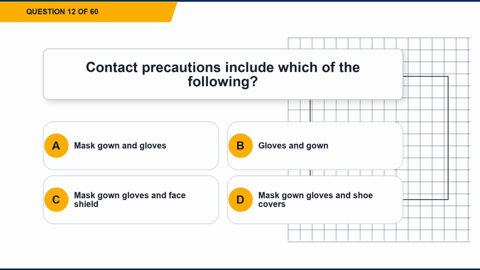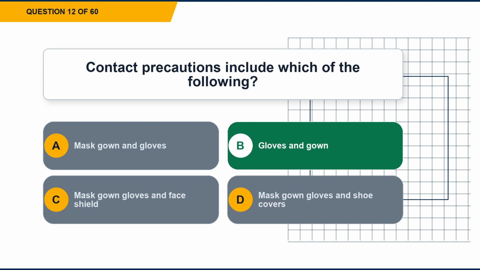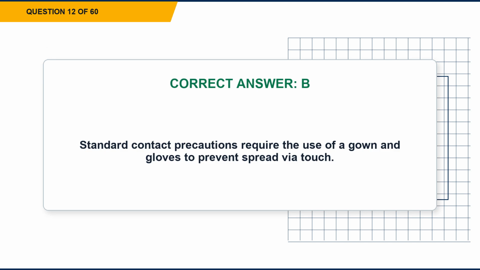Question 12. Contact precautions include which of the following? Option A. Mask, gown and gloves. Option B. Gloves and gown. Option C. Mask, gown, gloves and face shield. Option D. Mask, gown, gloves and shoe covers. The correct answer is option B. Gloves and gown. Explanation. Standard contact precautions require the use of a gown and gloves to prevent spread via touch.